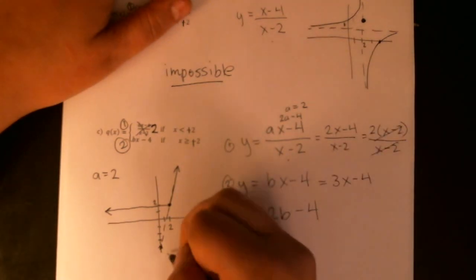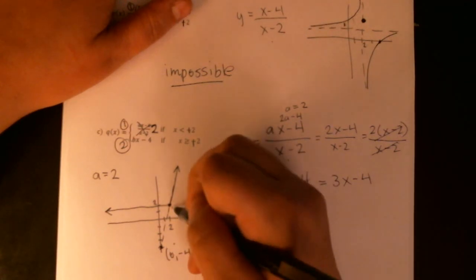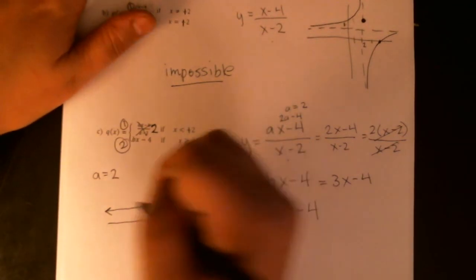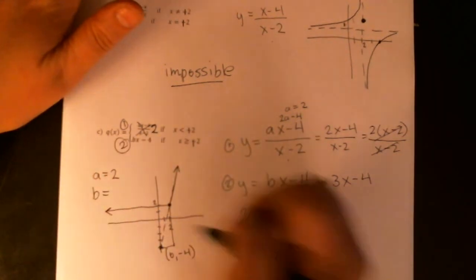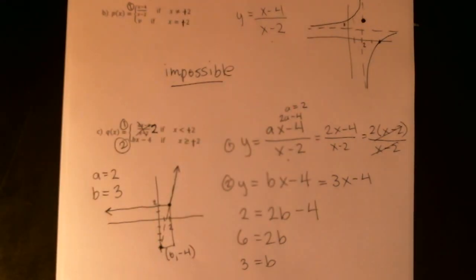If you want to just count it out, this is 0, negative 4. So I go over 2, up 6, and that gives me my slope of 3 as well. That's probably the easy way to do it. So it looks like to make this line hit that horizontal line that I had, I have to choose b equals 3. Okay, so this is just a little bit of playing around with continuity.